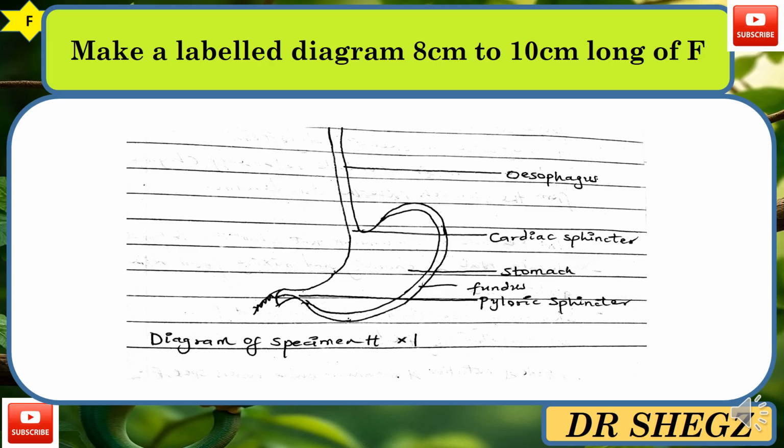Make a labelled diagram 8 cm long of F. That means from the esophagus down to the stomach. So if we label it, you see the esophagus labeled. You see the cardiac sphincter, the stomach, and the pyloric sphincter. Now you must write the title of the experiment. So diagram of specimen F, or in brackets you can write showing esophagus and stomach. Then your magnification is written at the side, ×1, ×2, ×0.5, depending on your image size and the actual size of the specimen before you.